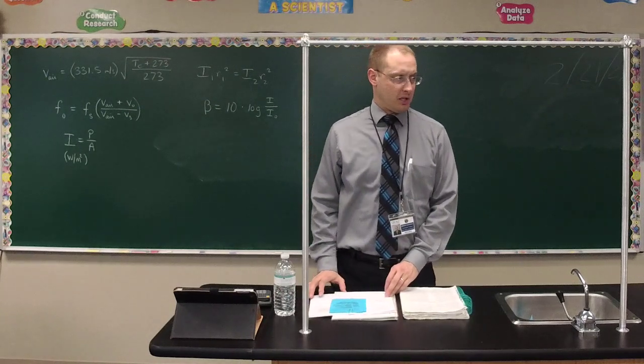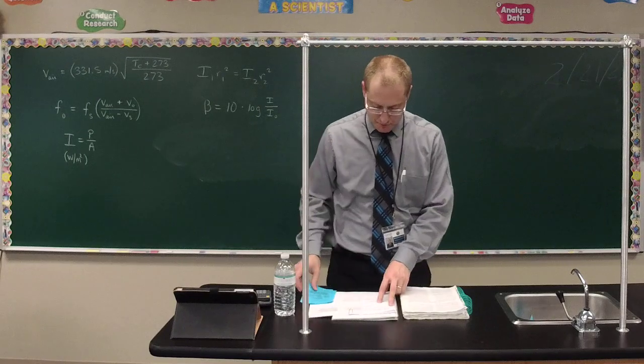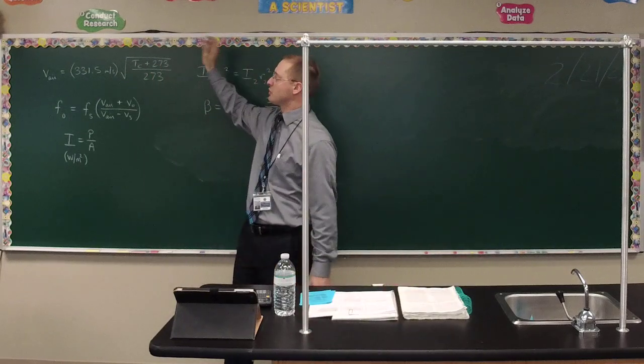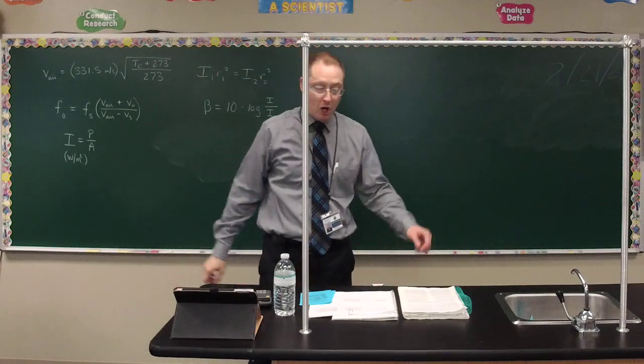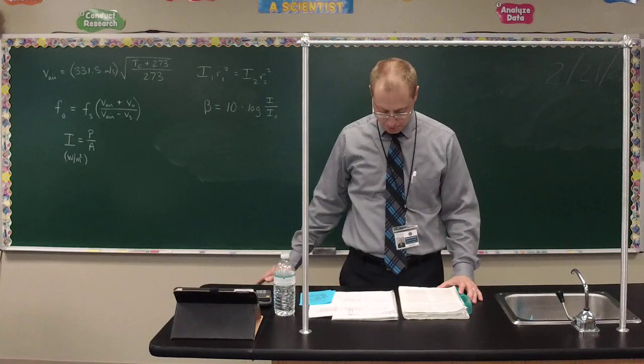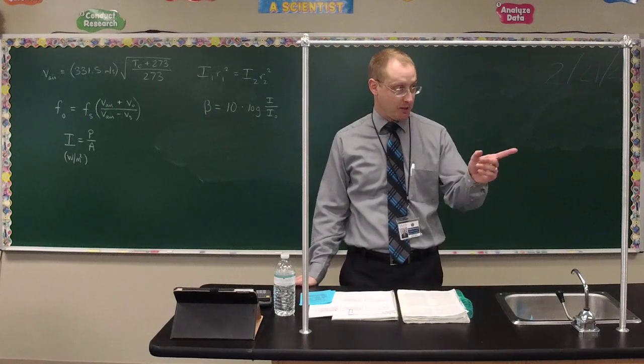Michael got the first box. Audrey got the first box. All right, 15 degrees Celsius, really straightforward. You plug in the 15, you add the 273, take the square root, multiply by 331.5, 2 sig figs. What are we rounding to, Audrey? 340. Rounds to 340 meters per second. Is that what we got?